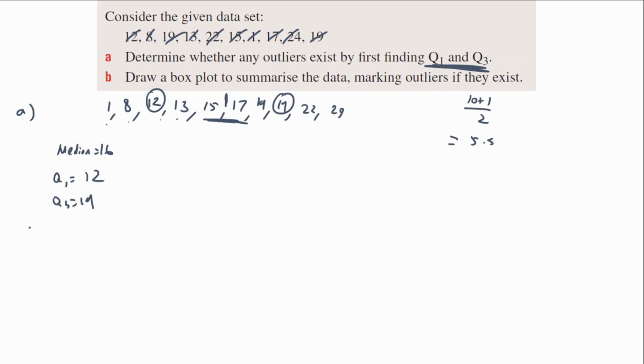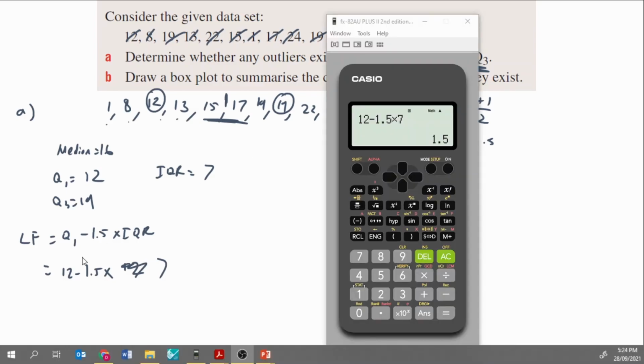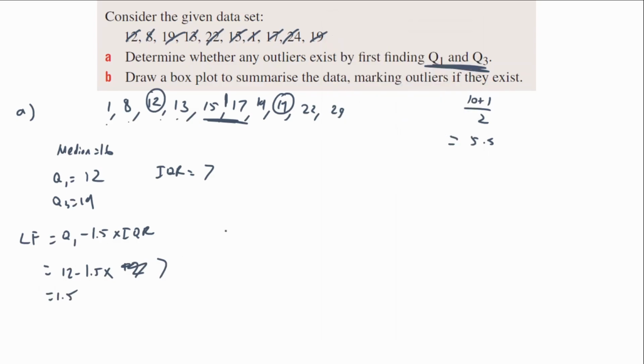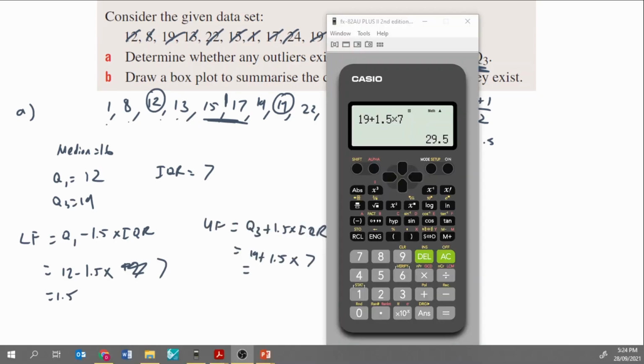Now I need to find the lower fence and the upper fence to check if there are any outliers. Let's start with the lower fence again. Remembering, lower fence was Q1 minus 1.5 times IQR. IQR once again is Q3 minus Q1, which gives me 7. So lower fence is going to be 12 minus 1.5 times 7. Once you've calculated that, that should give you a value of 1.5. And now let's do the upper fence. Once you've worked it out correctly, it should give you a value of 29.5.